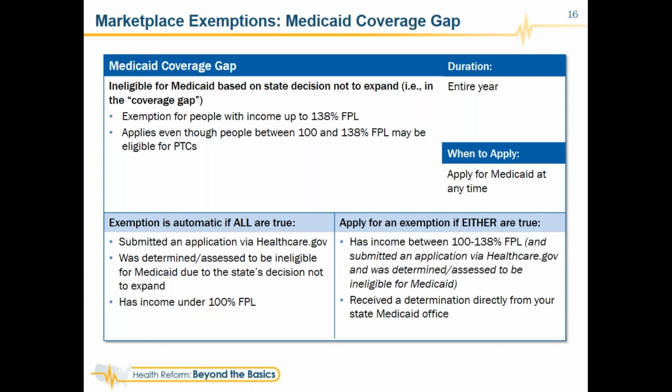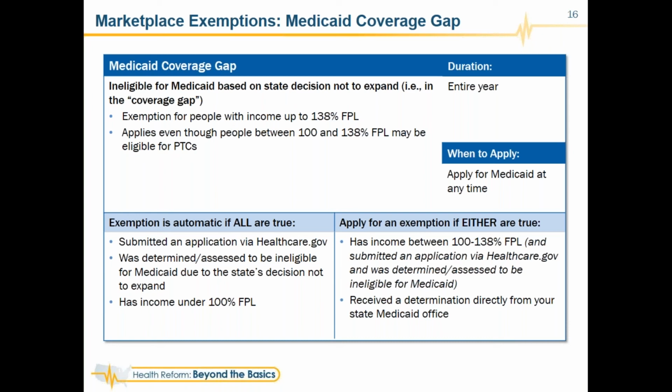Now, sometimes this exemption is going to be automatic. So if you submit an application via healthcare.gov and you're determined or assessed to be ineligible for Medicaid due to the state's decision not to expand, and if you have income below the poverty line, the forms will spit out an exemption code for you, and someone can put that on their tax return and they'll be fine. Where it doesn't work as well is one, where people don't know that there is an exemption code that was spit out for them, and so don't use it.